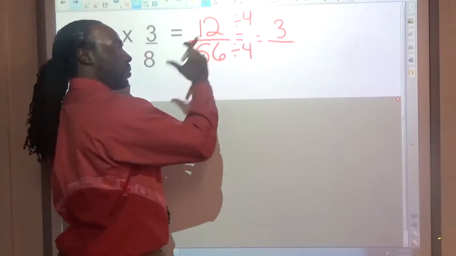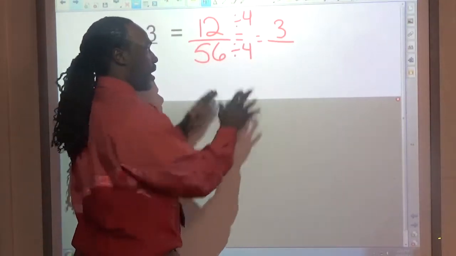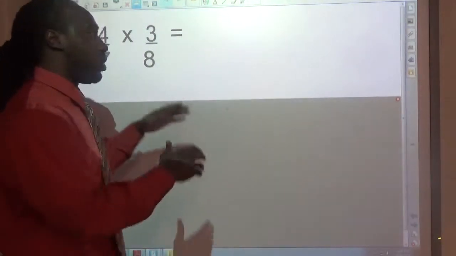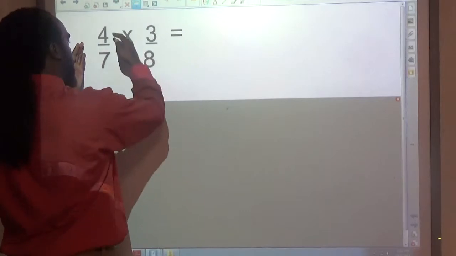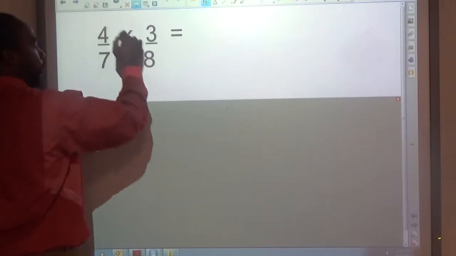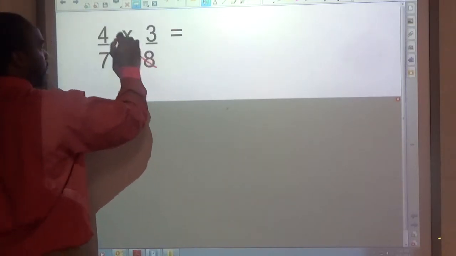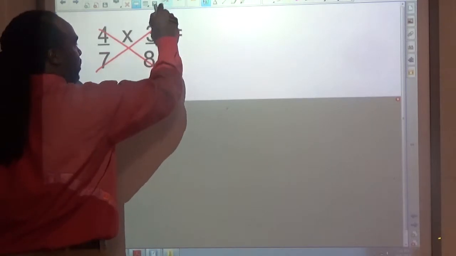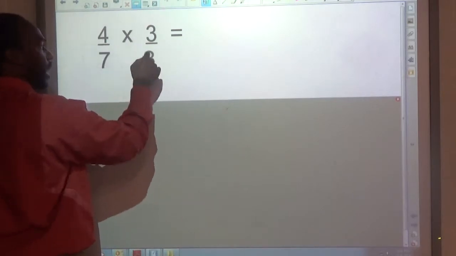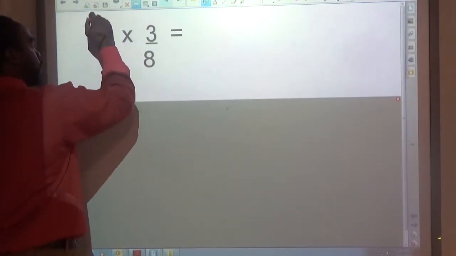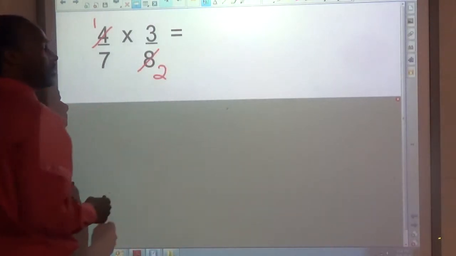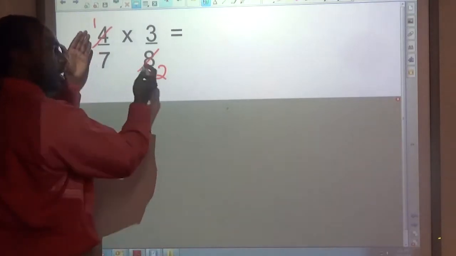So I'm actually going to show you an easier way to come up with this answer, instead of doing all of this work. I'm going to take a look at my problem here, 4/7 times 3/8. What I'm going to do is look diagonal, so at 4 and 8, and then at 7 and 3. And what I can say to myself is, you know what? 4 goes into both 8 and 4. So 4 can go into 4 once. 4 can go into 8 twice. So it makes it now some easier numbers.